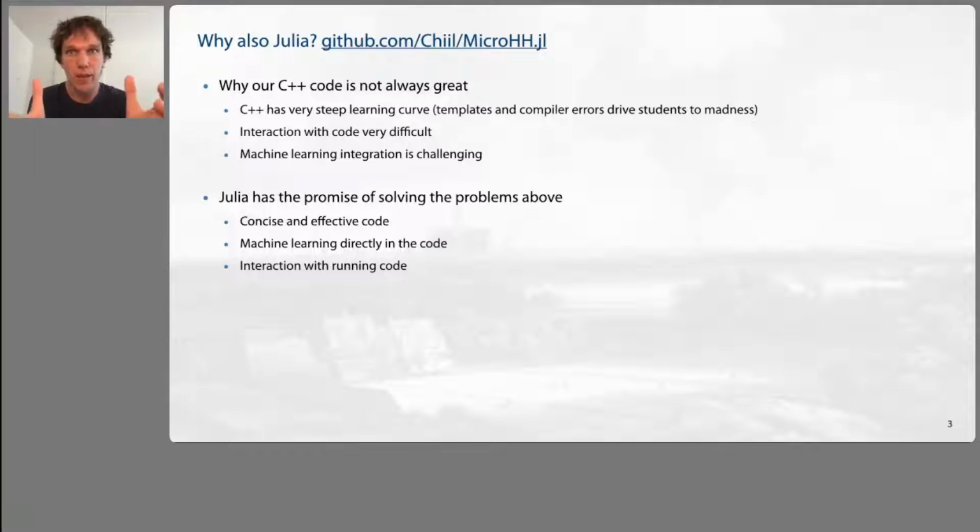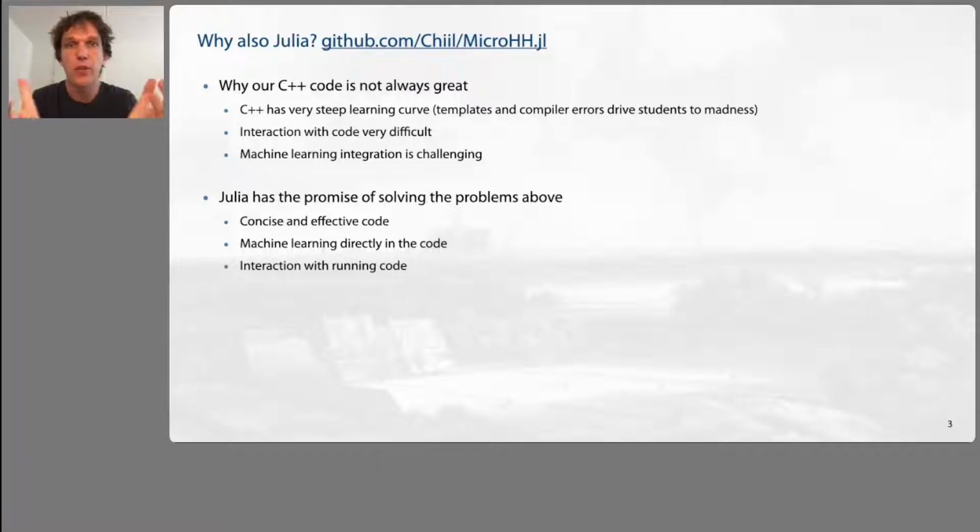Recently, we've been trying to also port part of our code, the dynamical core that solves all the flow equations, to Julia. The reason is that working with C++ is not always great. It has a very steep learning curve. In particular, when you work with templated code like ours, the compiler errors can be very intimidating for students that start working with the tool. At the same time, interaction with the code is very difficult, and so is the integration with machine learning packages.